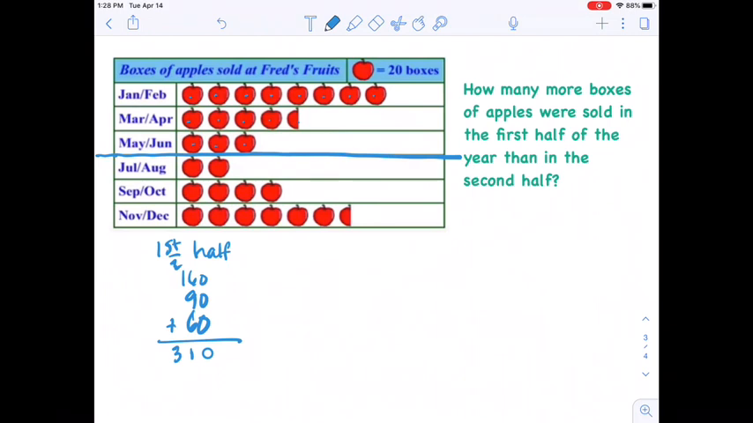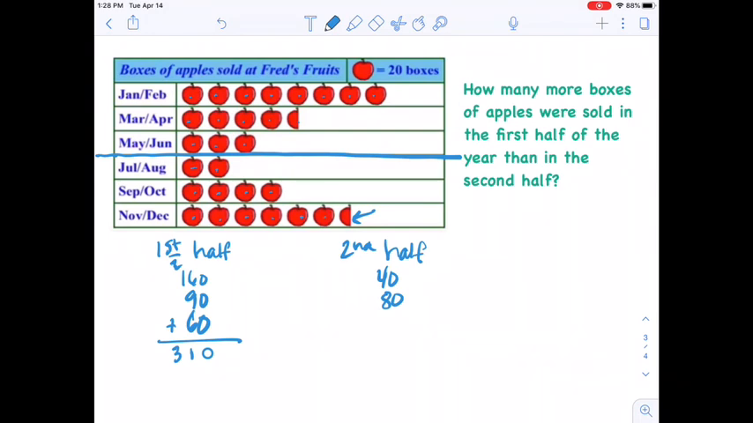Can we answer the question yet? We can't. We still have to know the second half of the year. So let's start by looking at July and August. 20, 40 boxes of apples were sold. Now September, October. 20, 40, 60, 80 boxes of apples were sold. Now we're going to watch out for November and December because we have this half down here. 20, 40, 60, 80, 100, 120.